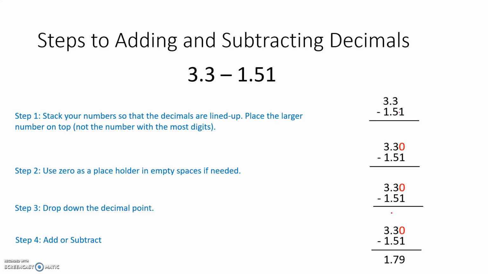So step 2, use a placeholder in empty spaces. I'm going to put a 0 just to have a digit for each place value. And then step 3, I'm going to drop down the decimal, and then I'm just going to add or subtract. So 10 minus 1 is 9, 12 minus 5 is 7, and then 2 minus 1 is 1.